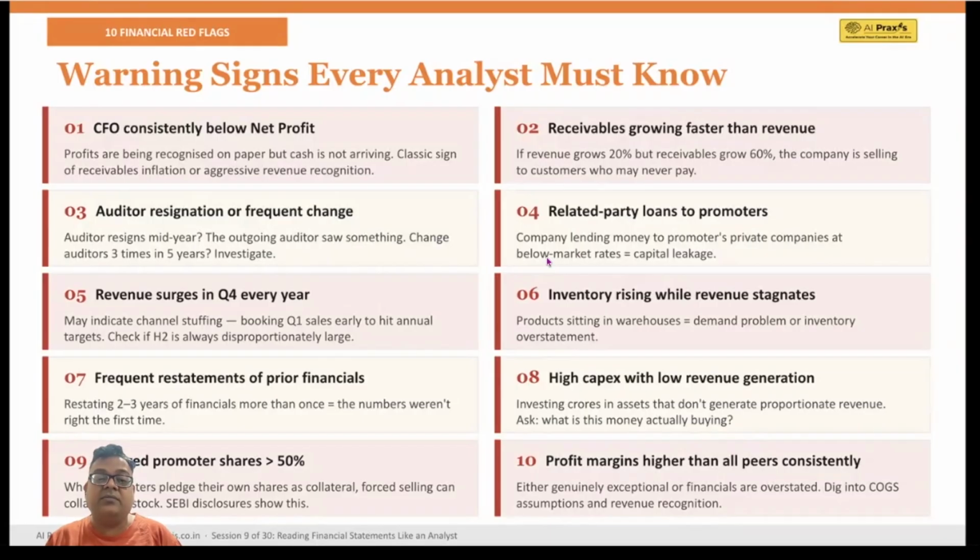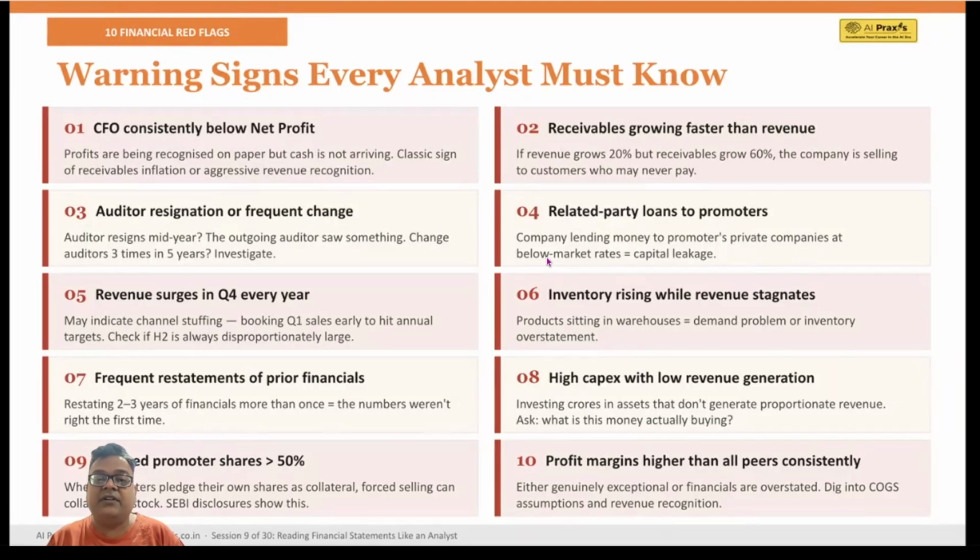Red flag three, which is auditor resignation or frequent changes. If an auditor resigns mid-year or the company keeps changing auditors, it means something needs closer attention. Red flag four is very simple. It's related party loans to promoters. If the company is lending money to promoter-owned entities, especially at low market rates, that is capital leakage.